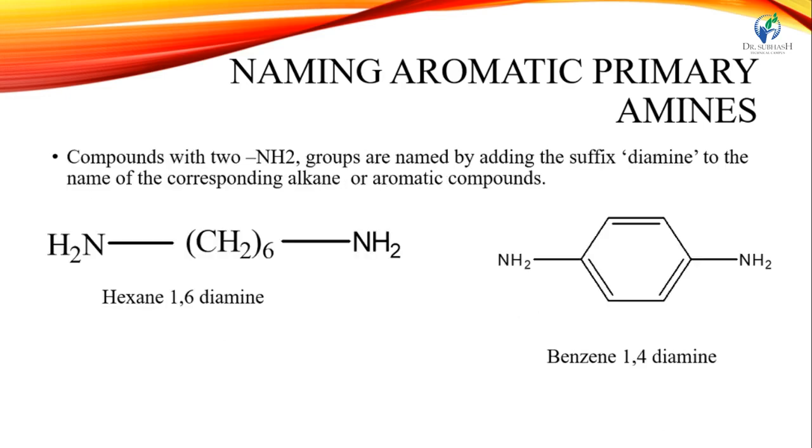Then, compounds with two NH2 groups are named by adding the suffix diamine to the name of the corresponding alkane or aromatic ring. If one group is present, it is only amine; if two NH2 groups are present, you add diamine. This is hexane-1,6-diamine, because two NH2 groups are present. Then benzene-1,4-diamine, because at positions 1 and 4 two NH2 groups are present.